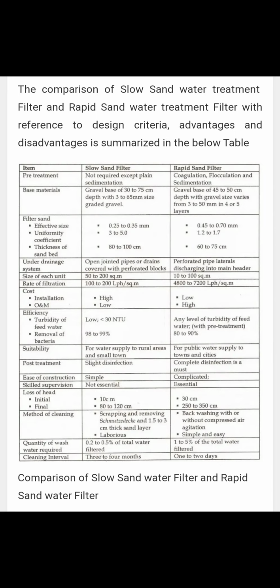The rate of filtration for the slow sand filter varies from 100 to 200 liters per hour per square meter area, and for the rapid sand filter it varies from 4800 to 7200 liters per hour per square meter area. So these are the various points you can use to classify the slow sand filter and rapid sand filter. The remaining points we will discuss in the next lecture.